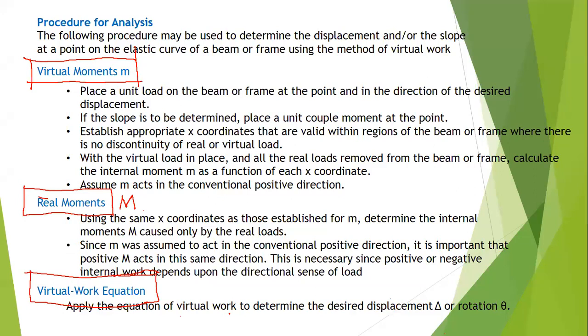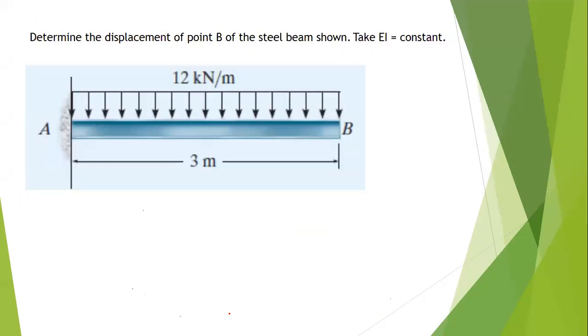So that's it. Now we will have our illustrative example such that we can apply what was discussed recently. Now, in this case, we have here a cantilever beam with fixed support at point A, and it is uniformly loaded with 12 kilonewton per meter over a distance of 3 meters. And we wanted to determine the displacement at point B of our steel beam. And in this case, we just take EI as constant.